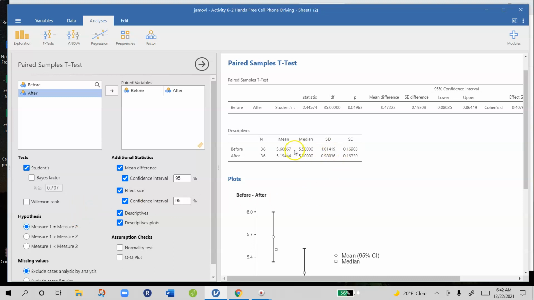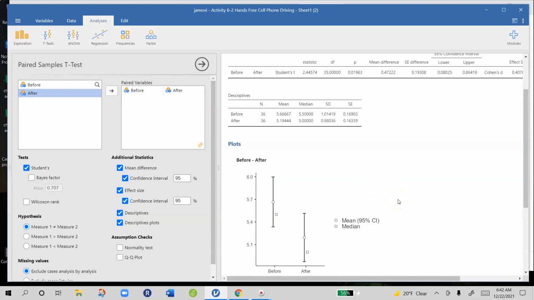So our mean at time 1 was 5.67, and after the video at time 2 we have a mean of 5.19. So it looks like scores went down. Right? We have standard deviations of 1.01 and 0.98 for these two times. And so what we need to determine is, does that mean difference represent a true difference, or is it probably just due to sampling error? And if you scroll down, you can see these data also plotted on the graph below.